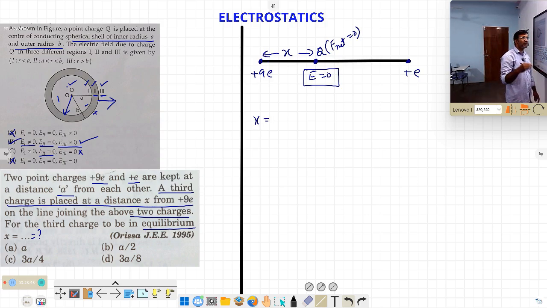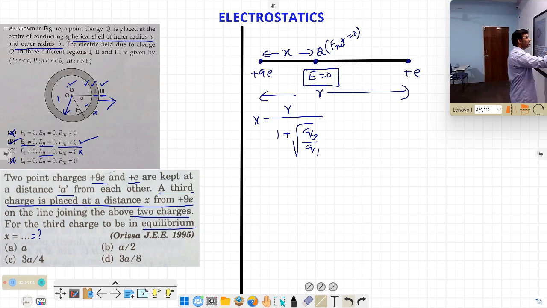The formula for the position of the null point for a two-charge system of similar charges is x equal to r by 1 plus under root of q2 by q1. So in this case, what is r? r is the distance between these two charges, which in this question is given as a. So I can write the formula as a by 1 plus under root of q2 by q1. Now substitute the other values, and you can find the x value in terms of a.